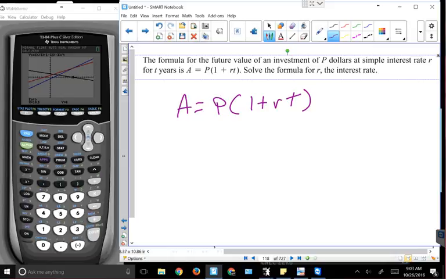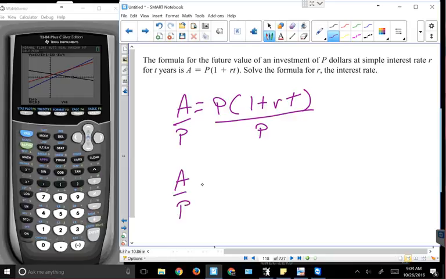Got to get rid of those parentheses out of there, so that means I could divide both sides by p. Is that legal? So what I have, a over p is now equal to 1 plus rt. That seem reasonable? Okay. You got to remember, the object of the game is to get at what's inside. You got to peel away the outside to get to the inside.